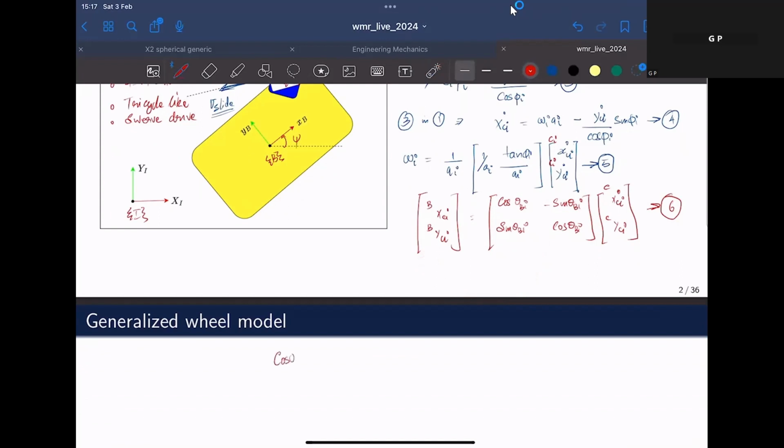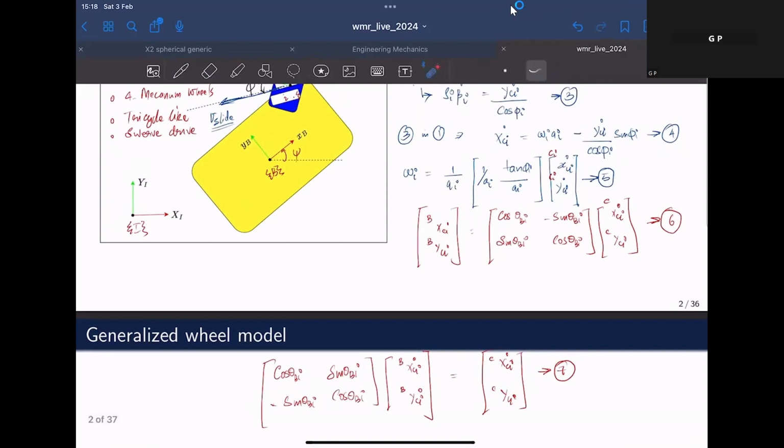Cos theta bi, sin theta bi, minus sin theta bi, cos theta bi, multiplied by xci dot, yci dot. These are all represented with respect to B, and this will be nothing but xci dot, yci dot in frame C. So this will be equation 7.